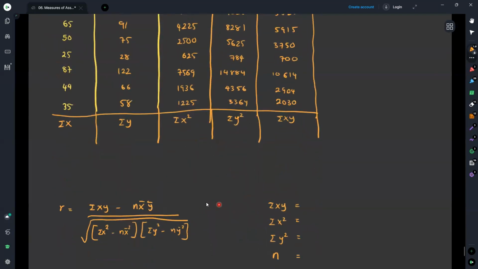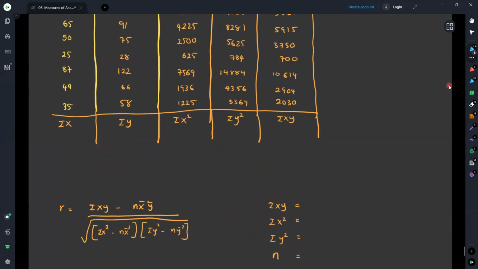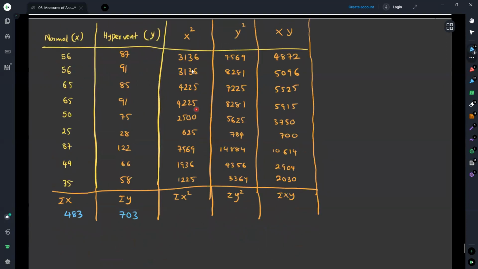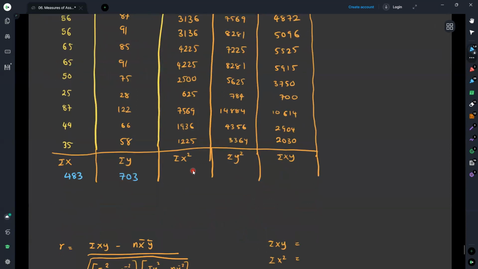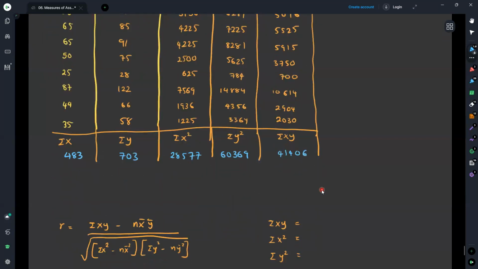And now what we need to do is get the summation of each column. It is because all of these values are used in the equation. Then if I get the summations, we can see them in this way. Summation of x would be equal to 483. If you total the values in the first column, we'll get this value. Then the summation of y, we'll get it as 703. Then summation of x squared, we need to get the total of the third column. Then it is 28,577. As the summation of y squared, we'll get the value as 60,369, and summation of xy will get the value as 41,406.